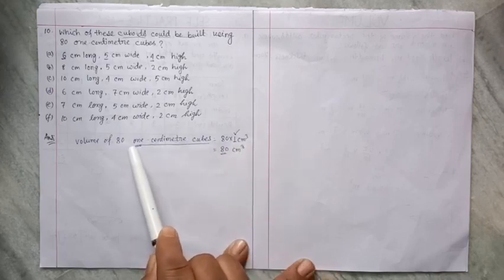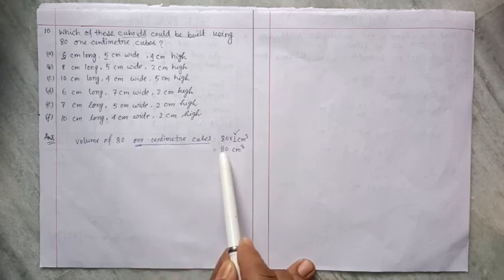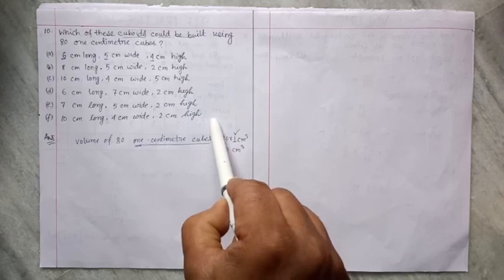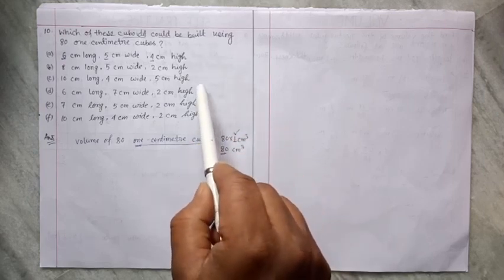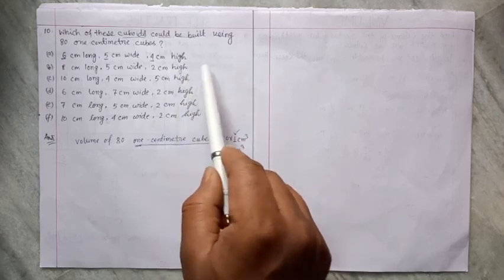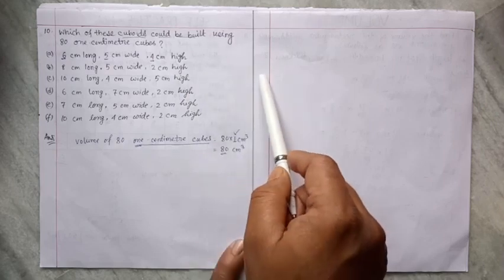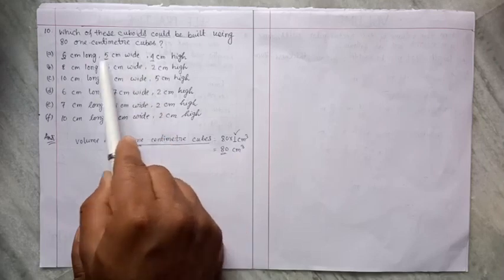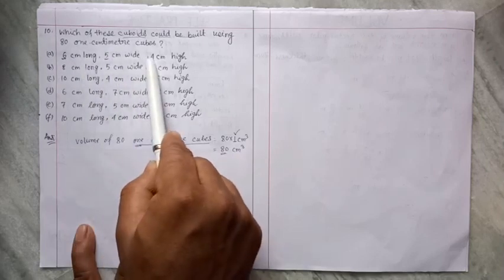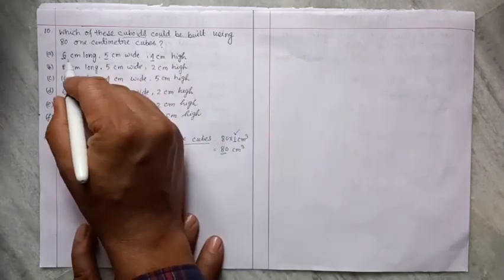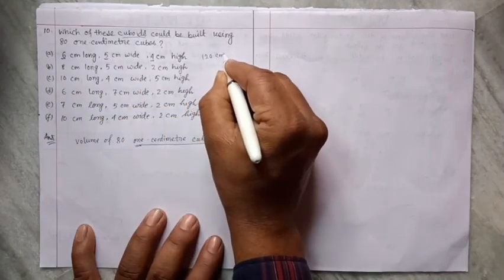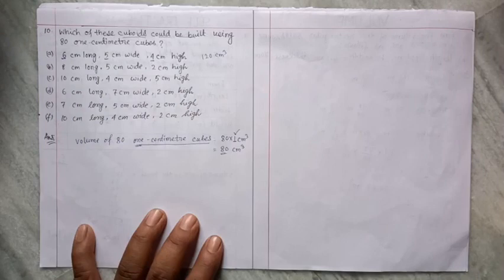So 81 centimeter cubes is equal to 80 cm³. That means from this you have to find which cuboids have volume 80 cm³. Just see here, A: 6, 5, 4. If you multiply, what will you get? 30 and 4, 120 cm³. Okay, so like this, just find the volume.